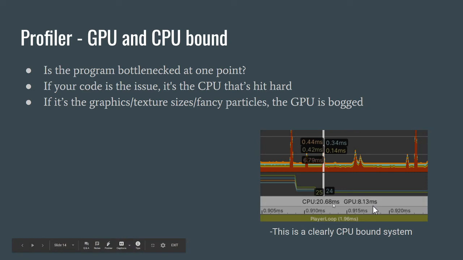So you can see down here that this program I have running is 8 milliseconds on the GPU and 20 milliseconds on the CPU. So it's very clearly a CPU bound system. But it can go either way. If you get crazy or sloppy with your shaders, this goes up really quickly. It doesn't take long for a shader to take up a lot of time, because GPUs are powerful and amazing, but they can't do everything.